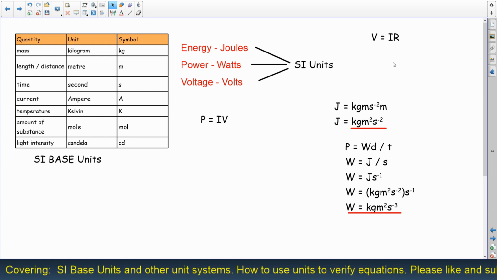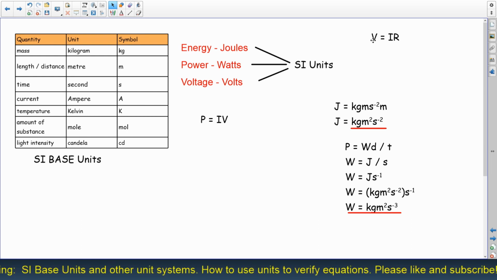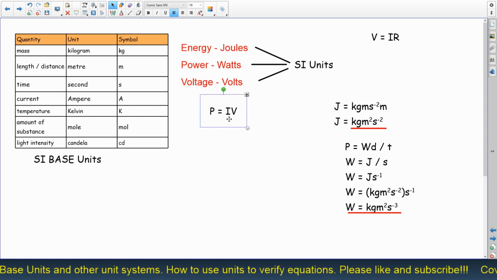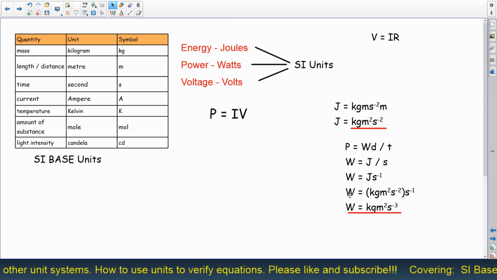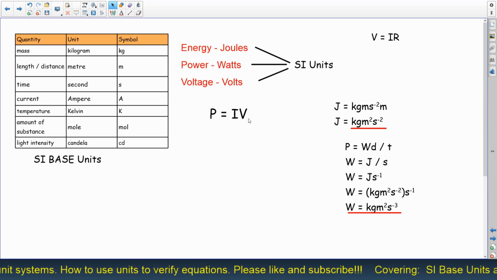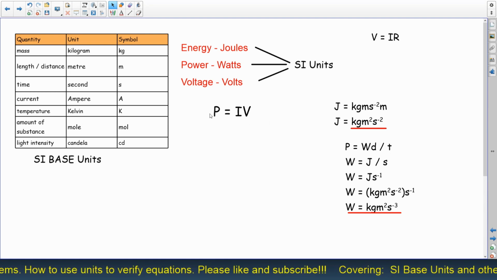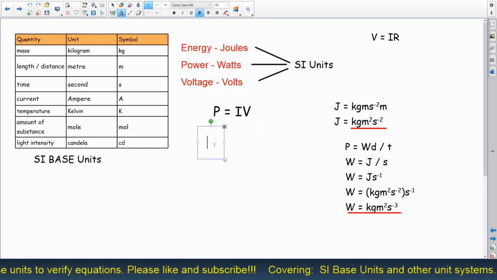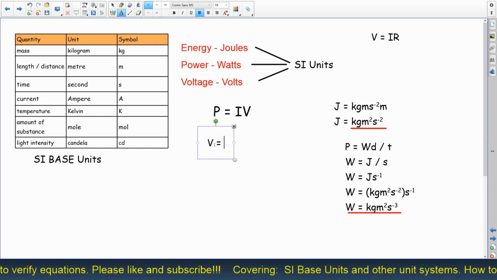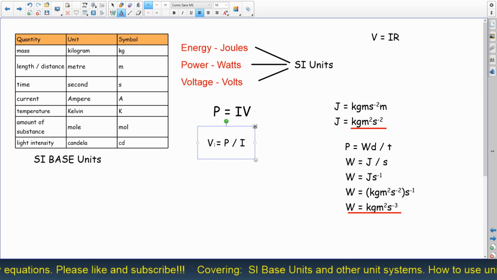And to get the base unit for R, we would need to know what the base unit for V is in the first place. So this is actually our most useful equation here, that P equals IV. Because what it does is it relates mechanical power, which is this, into our electrical power. So P equals IV is handy. That means that V is equal to P over I.